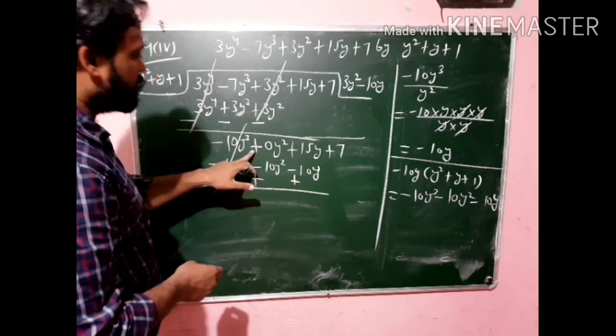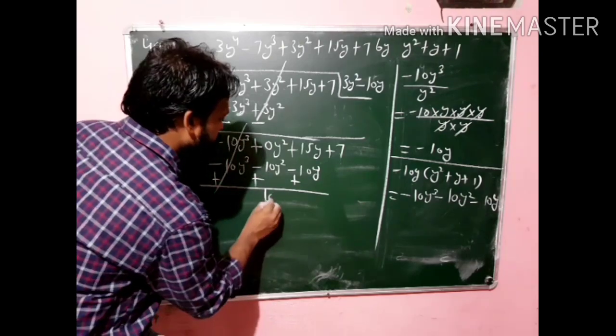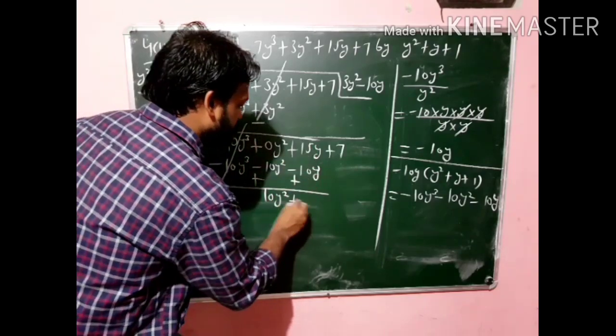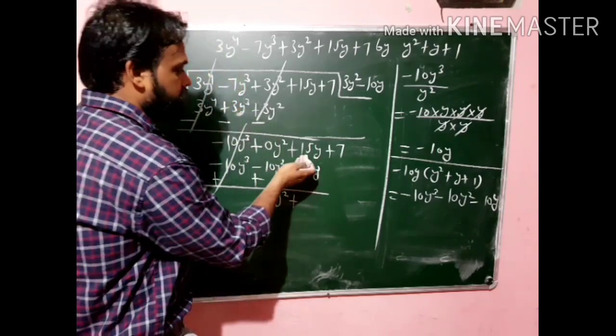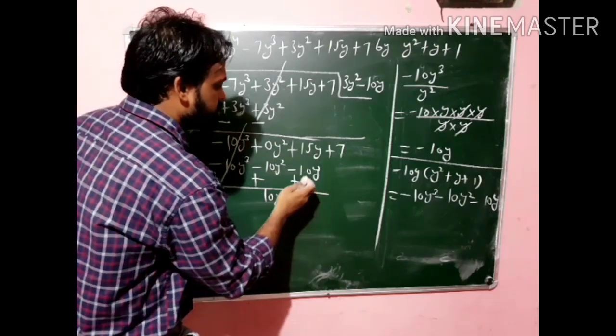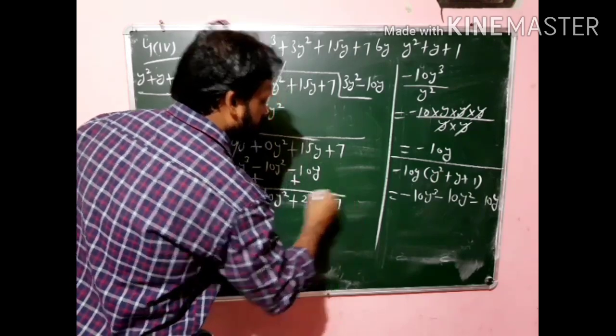Now you can see here is a plus sign, here is also plus, plus plus is plus, 10 plus 0 becomes 10, so it will become 10y square. And in this case 10 plus 15, of course 15 has a positive sign and 10 also has a positive sign, so plus plus is plus, 10 plus 15 becomes 25y plus 7.